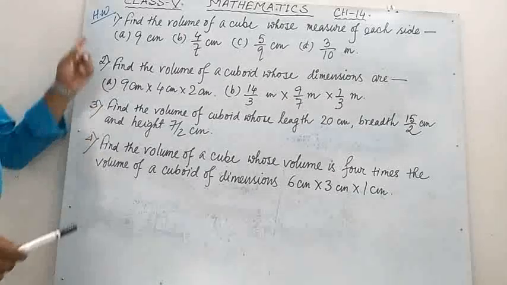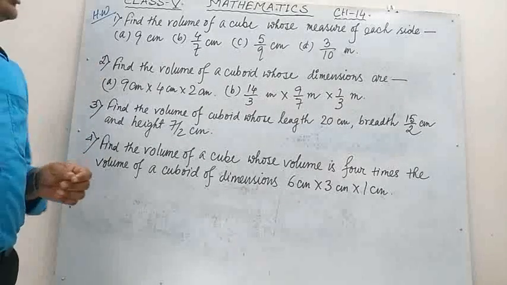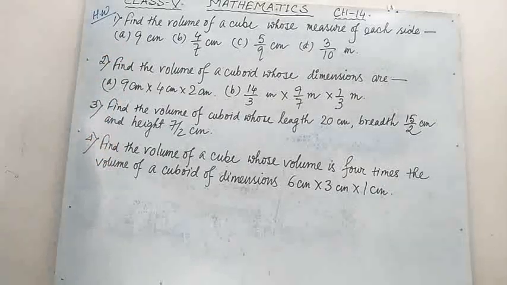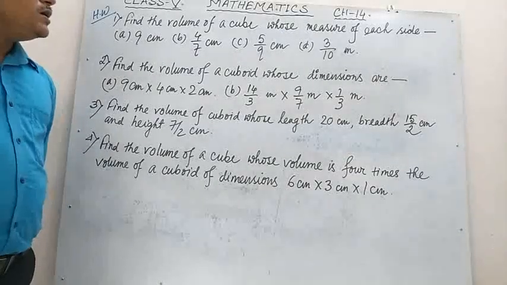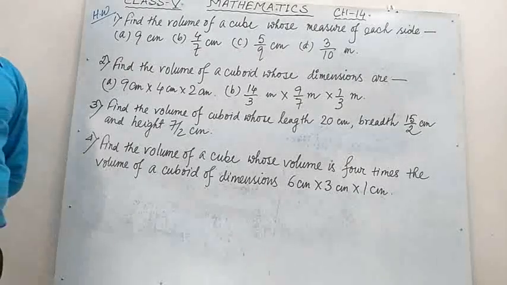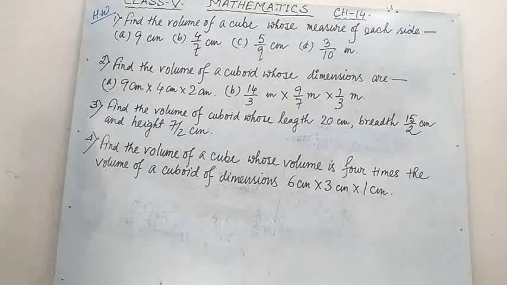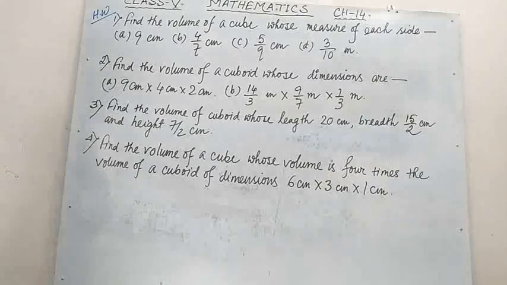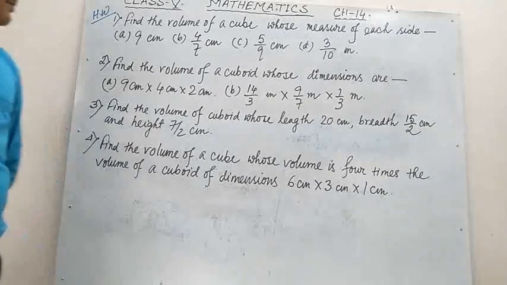Now do some homework. Number 1. Find the volume of a cube whose measure of each side is A, 9 centimeter, B, 4 by 7 centimeter, C, 5 by 9 centimeter, D, 3 by 10 meter. Number 2. Find the volume of a cuboid whose dimensions are A, 9 centimeter into 4 centimeter into 2 centimeter, B, 14 by 3 meter into 9 by 7 meter into 1 by 3 meter.